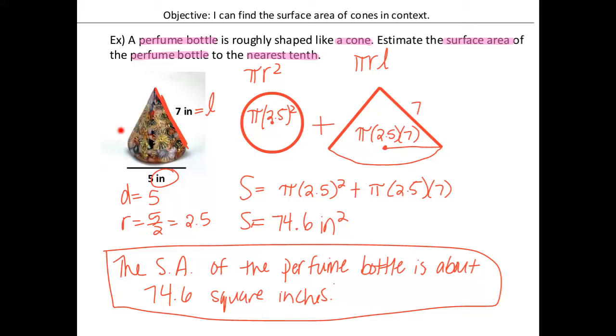All right, so again, if we think about what the net would look like, it's going to have the sector and then a circle for the base. And then the formula for a circle is pi r squared, and the formula for a sector is pi r L. So you just add those two together, and that gives you the total surface area.